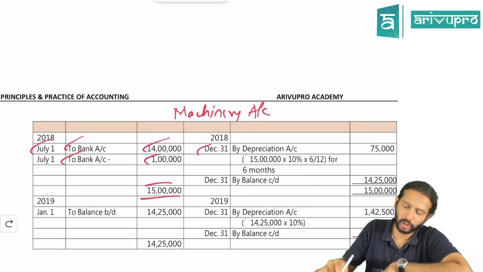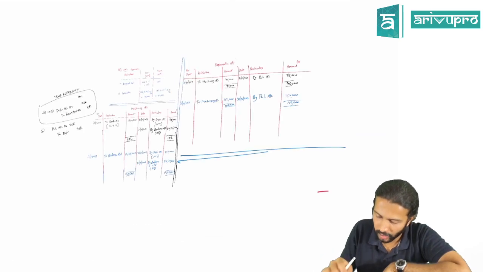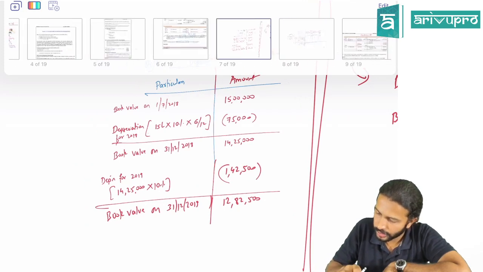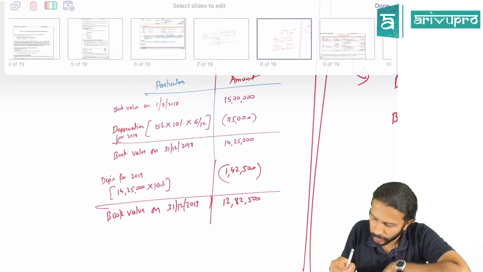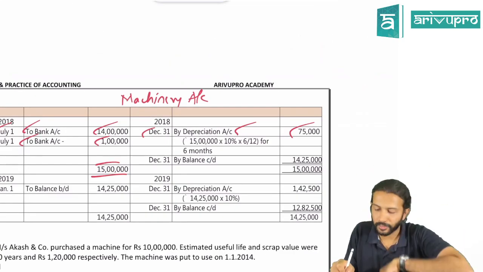On 31st December 2018, you'll write by depreciation. As per our working note number 1, we prepared it. We got your asset value to be how much, sir? As per working note number 1, what is first year depreciation? 75,000. Okay.